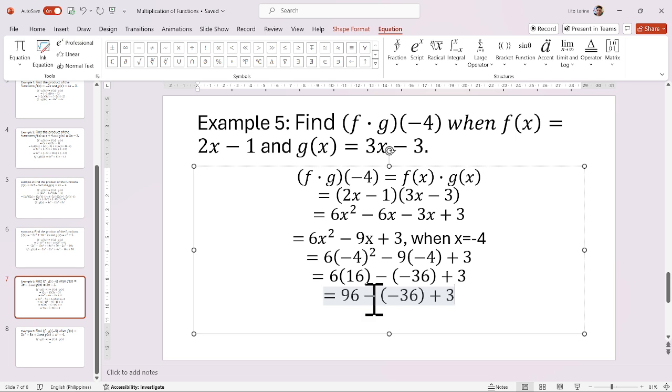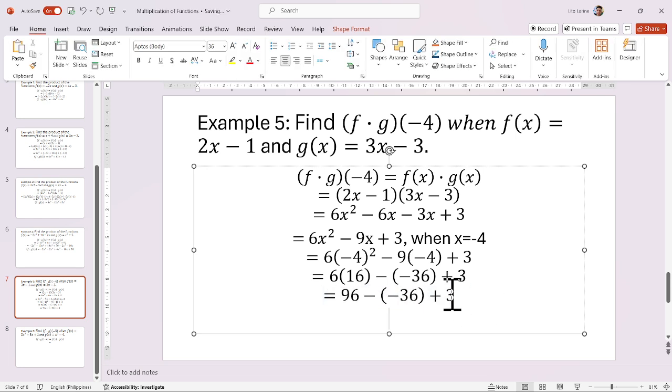This will become 96 plus 36 plus 3. Okay, and therefore, f times g of negative 4 is equal to 96 plus 36 is 132, plus 3 is 135. Therefore, f times g of negative 4 is 135.